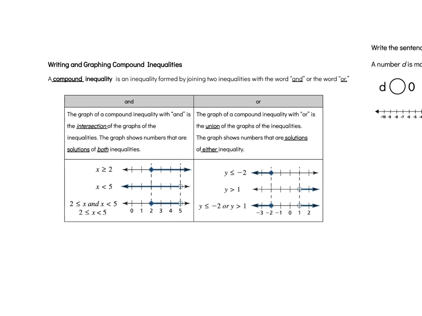So here we go. An "and" is going to be the intersection, and that's this part. Think of an intersection, think of an overlap, and it's going to show the solutions of both inequalities, and not just one of them.